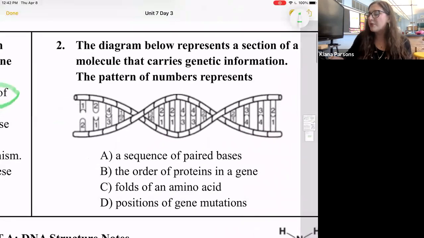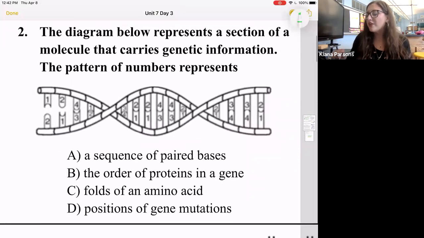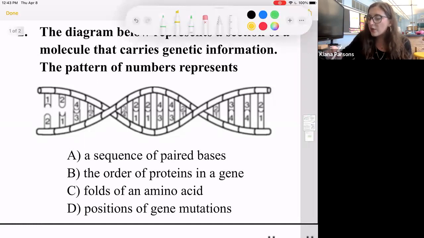All right, question number 2. The diagram below represents a section of a molecule that carries genetic information. The pattern of numbers represents a sequence of paired bases, the order of proteins in a gene, folds of an amino acid, or positions of gene mutations. And we can see here the numbers are repeating, and it's using 1, 2, 3, and 4. So hold on, let's color code that a little bit.